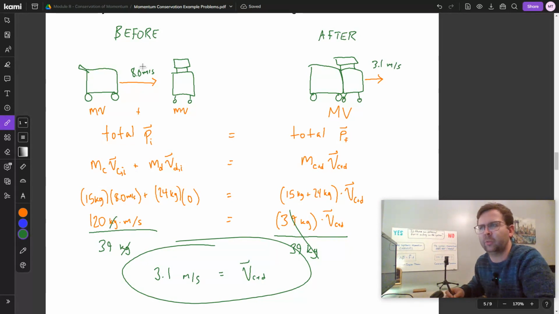But this makes sense because now it's a larger mass. So to keep the same momentum, so that momentum isn't lost, it's going to go slower, but still have the same momentum before and after.